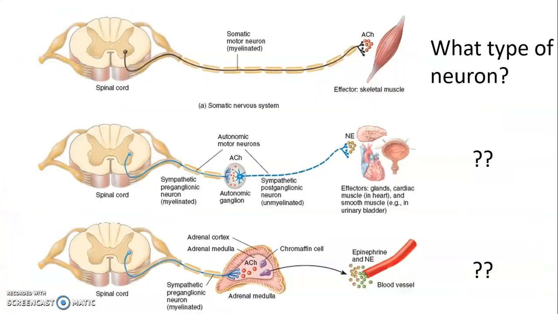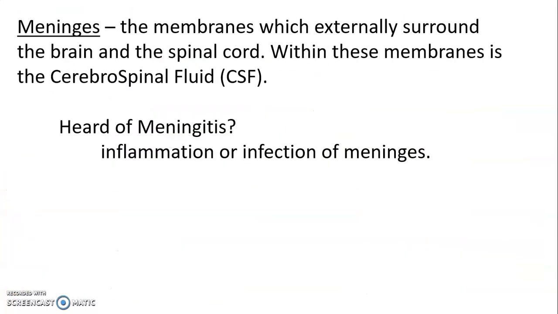All right, I'm going to skip down quite a bit to, here we are. This is pretty simple. It's just a couple of definitions. The meninges are the membranes which externally surround the brain and the spinal cord. So you can imagine it's kind of an awkward shape. It's a membrane which surrounds your entire brain and then extends down in one big continuous piece down your spinal cord.